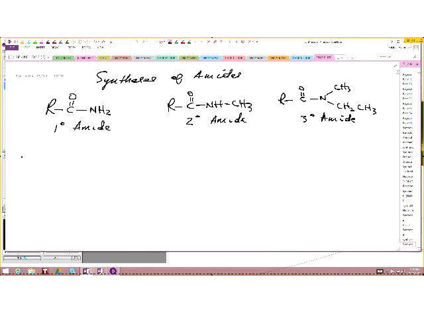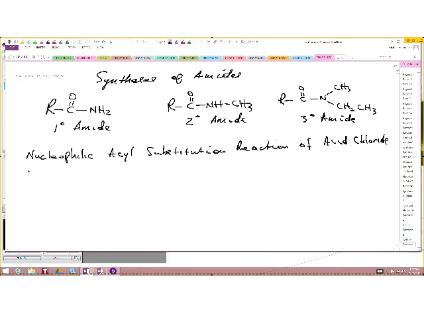We make this from nucleophilic acid substitution reaction of acid chloride with ammonia or amines. Okay, now let's look at a specific example.